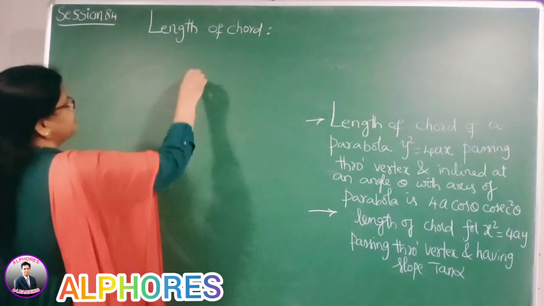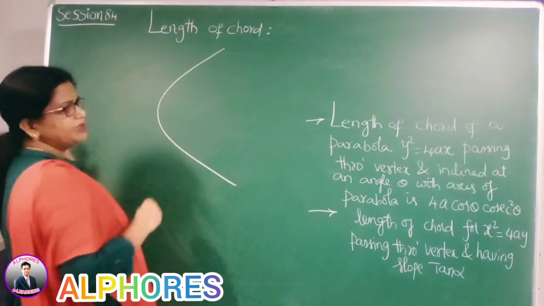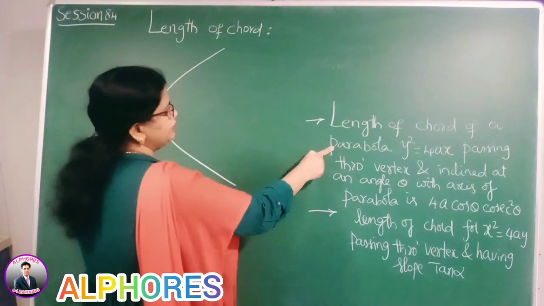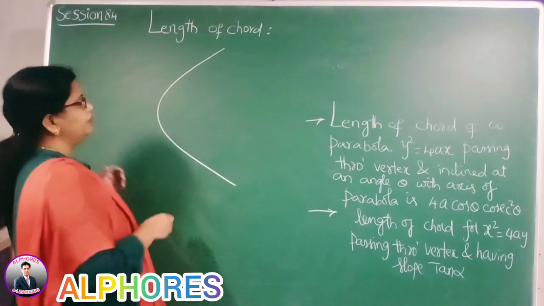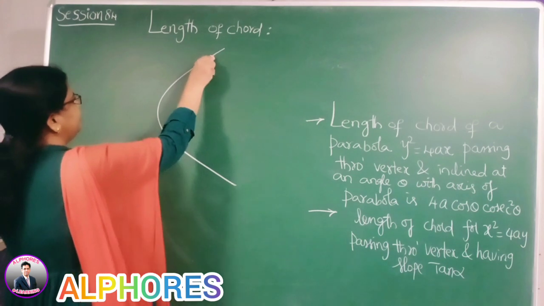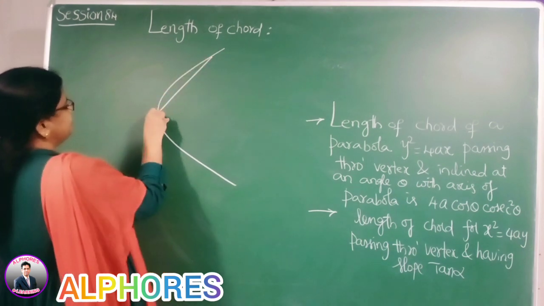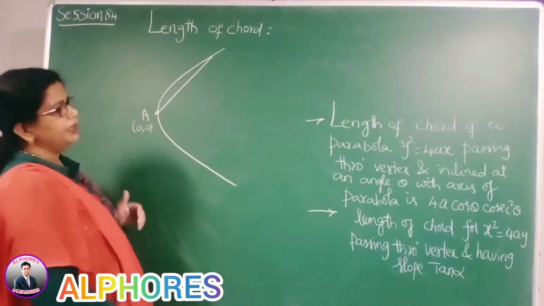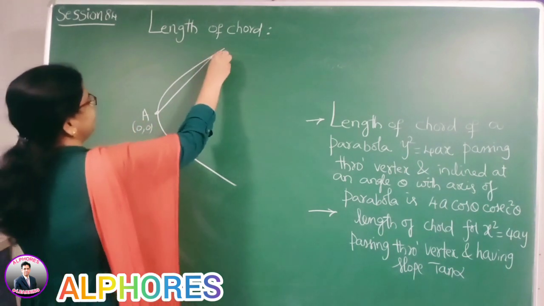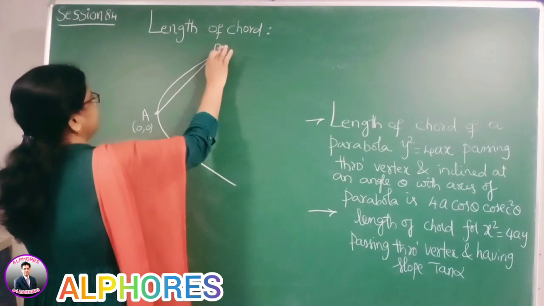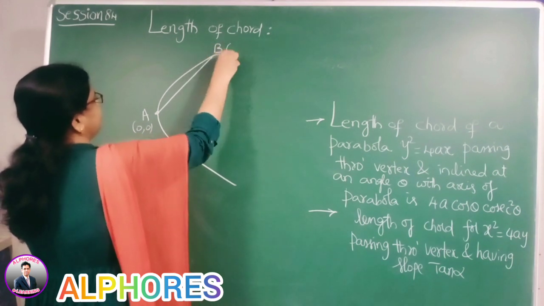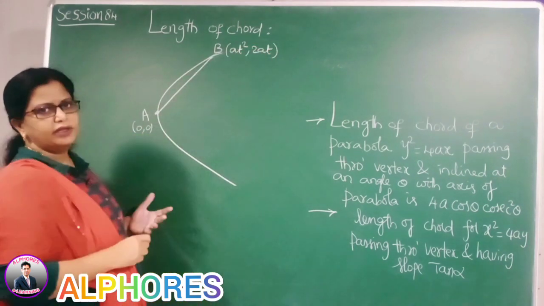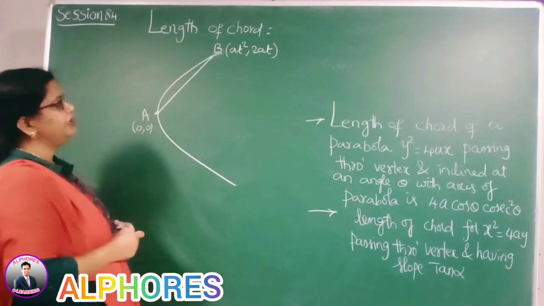So what is the equation of the parabola given? y square is 4ax. This is the equation of the parabola, and here the chord is passing through the vertex. Anyhow it is a line joining 2 points, therefore one point is fixed, that is the vertex (0, 0), and the other point let us consider as B, and let's take its coordinates in parametric form, that is (at square, 2at). So we have taken B as (at square, 2at).